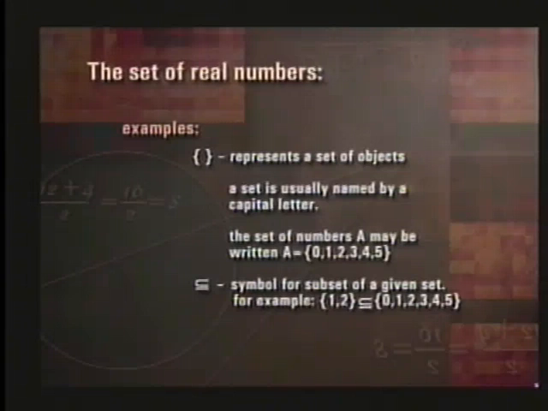And again, they usually call sets by capital letters. So for example, moving down there, it says the set of numbers A may be written A equals, and they got the little curly brace lines there, 0, 1, 2, 3, 4, 5. So that would be the set of numbers A. And then that little symbol there means subset. So when you see a symbol like that between sets, it says, for example, the set of numbers 1 and 2 would be a subset of set A, or the set of numbers 0, 1, 2, 3, 4, 5. It's in there.